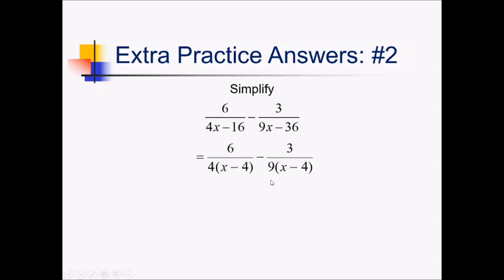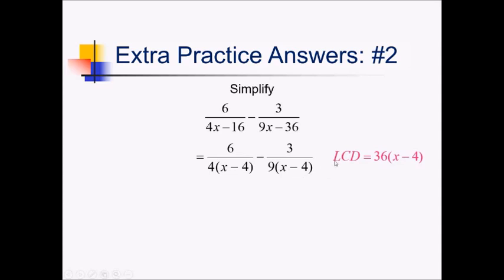So taking a look at my LCD, let's deal with the 4 and the 9 first. What's the smallest number 4 and 9 both go into? Let's see. Well, multiples of 9, we've got 9, 18, 27. 4 doesn't go into any of those. 36, though. 36 works for both 9 and 4. So we have 36, and then we need an x minus 4 as well, and just a single x minus 4 because there's at most one of those in each denominator.